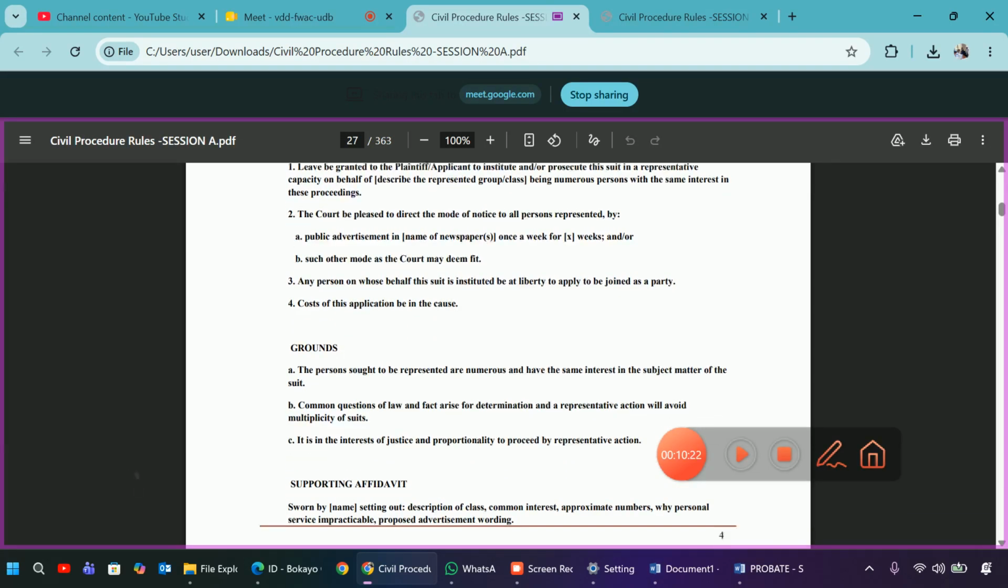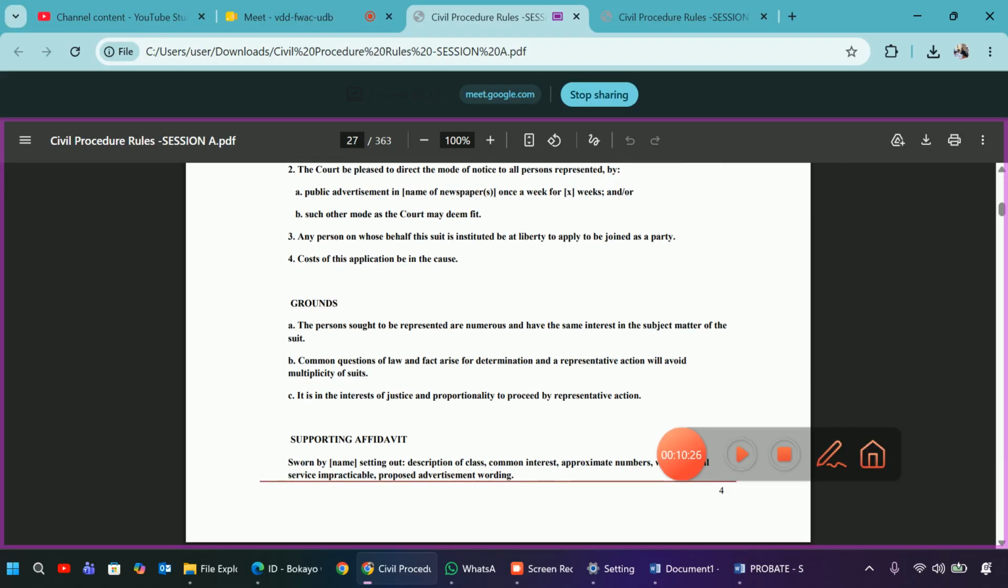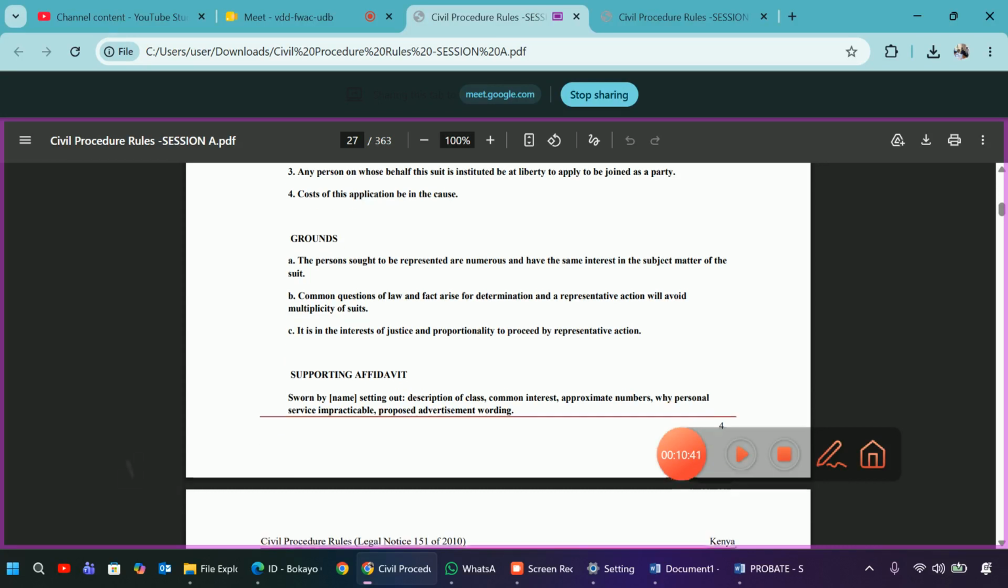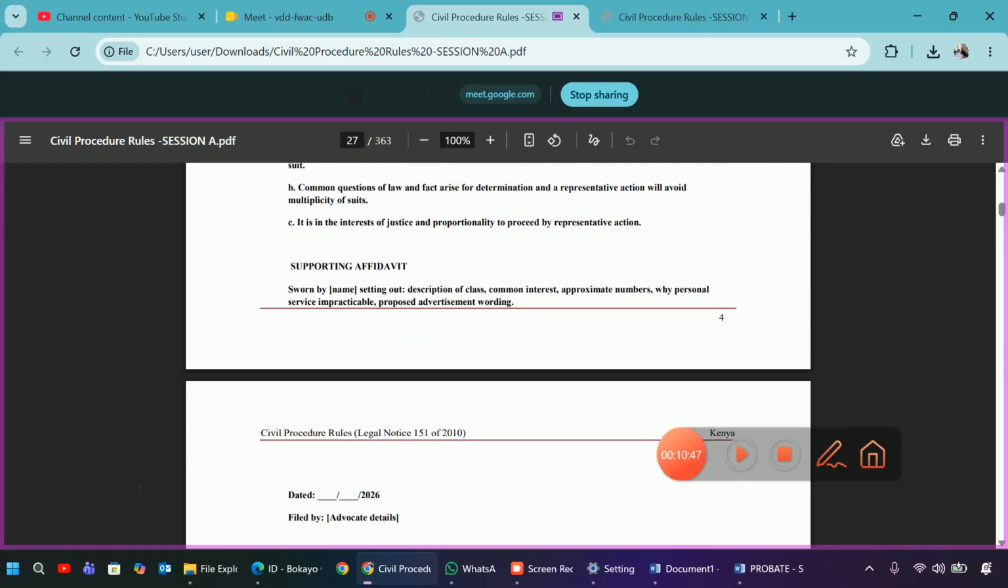Cost of this application be in the cause. What are the grounds that the examiner will be looking at? The examiner will see whether the persons sought to be represented are numerous and have the same interest in the subject matter of the suit, and B, what is the common question of law and fact that is arising for determination, and a representative action will avoid multiplicity of suits. It is therefore in the interest of justice and proportionality to proceed by representative action in this matter.